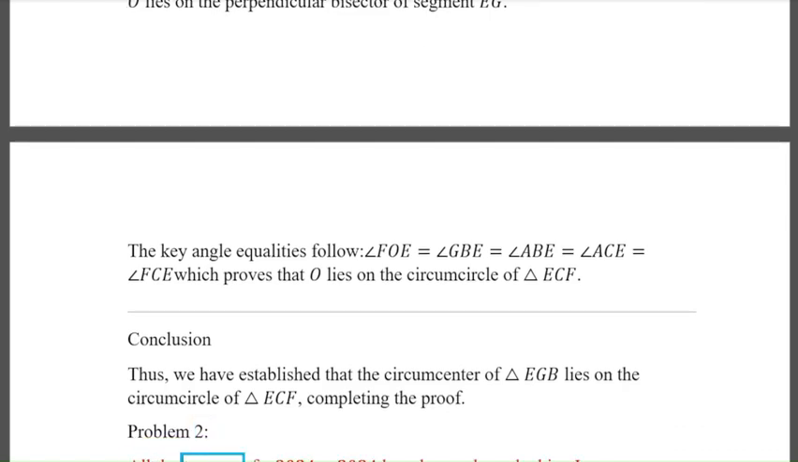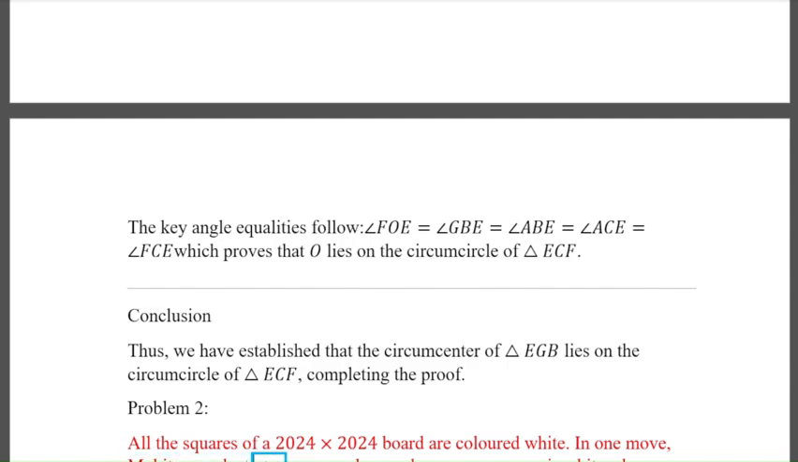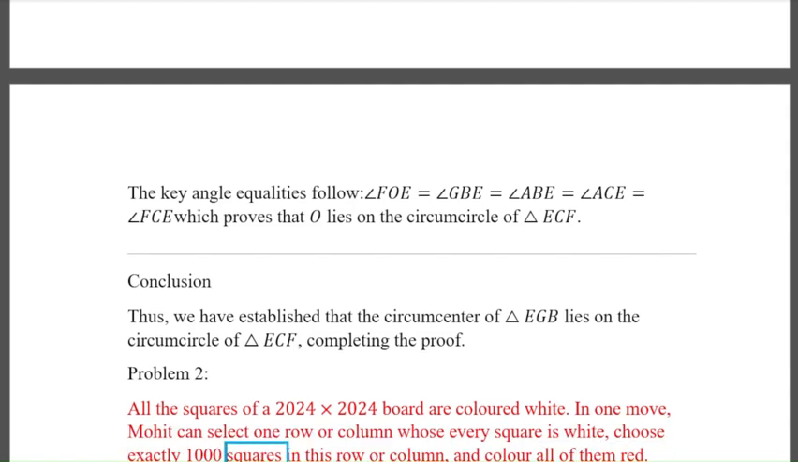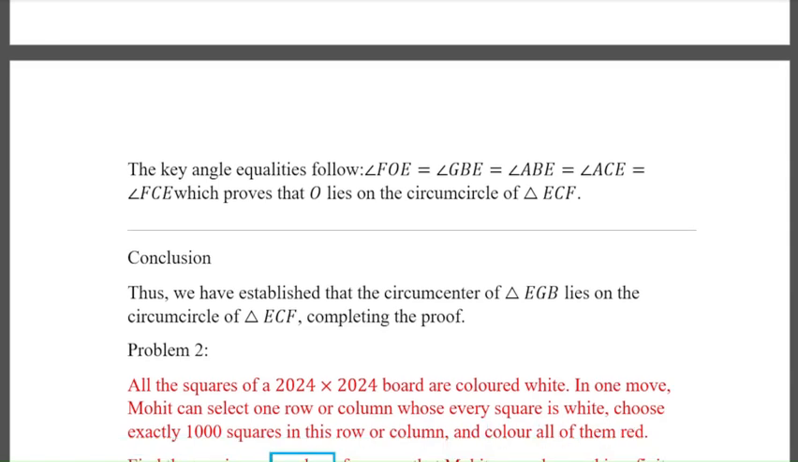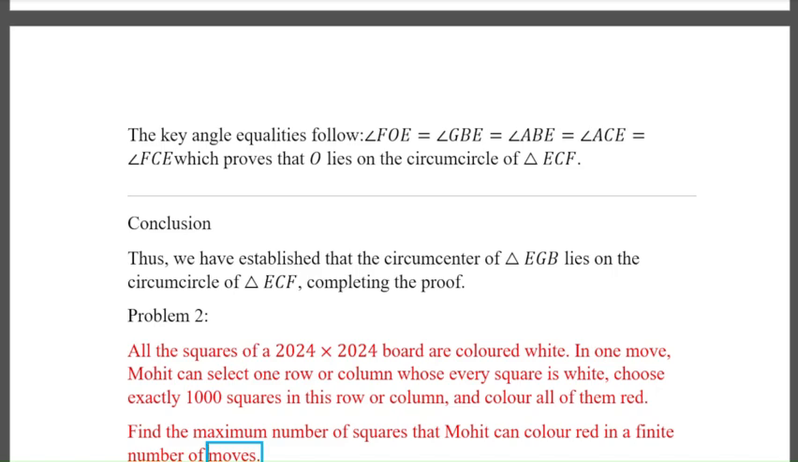Problem 2. All the squares of a 2024 x 2024 board are colored white. In one move, Mohit can select one row or column whose every square is white, choose exactly 1000 squares in this row or column and color all of them red. Find the maximum number of squares that Mohit can color red in a finite number of moves.